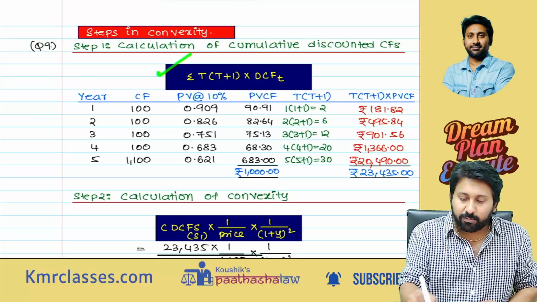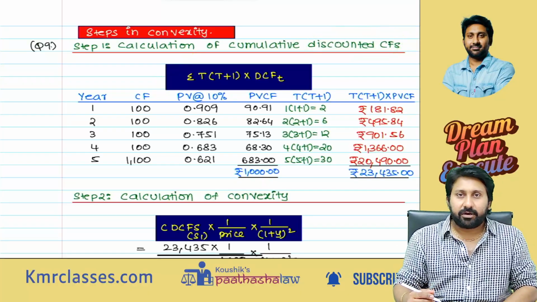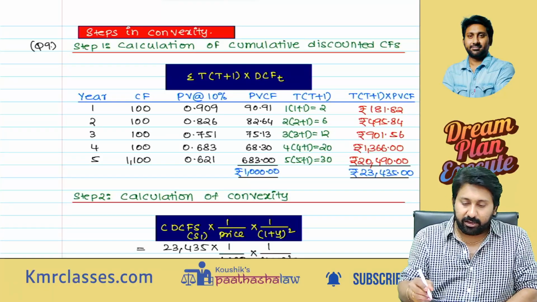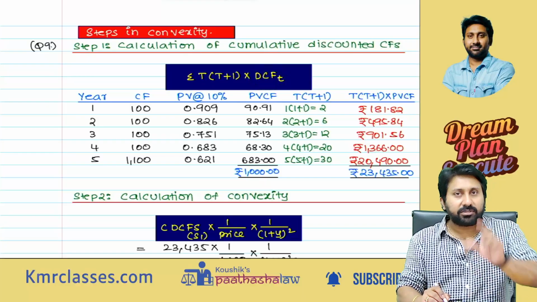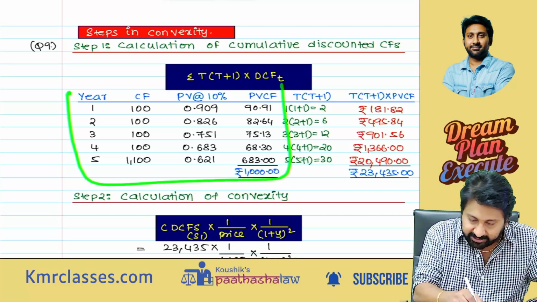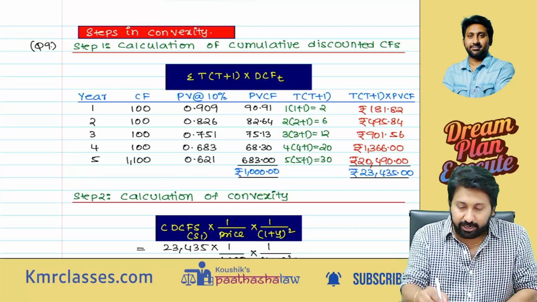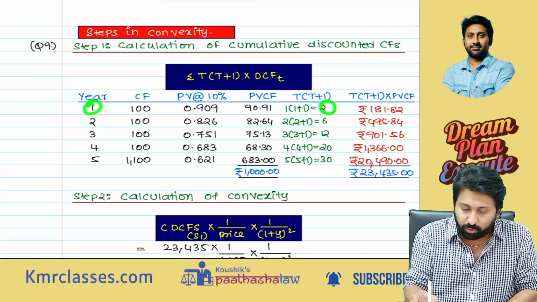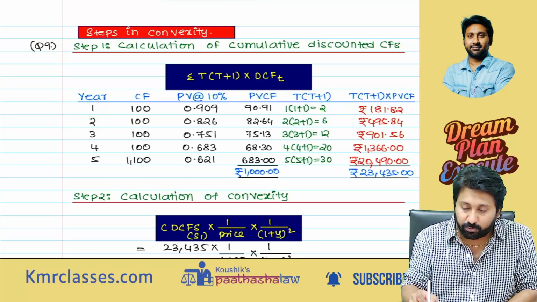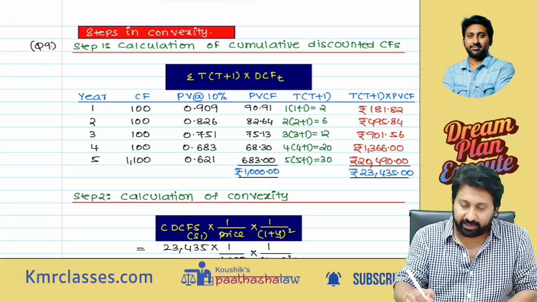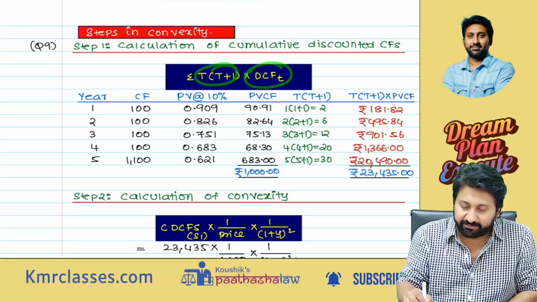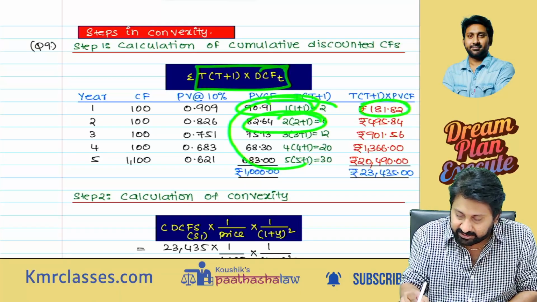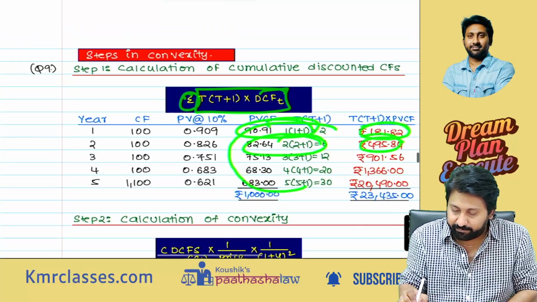Number 1, cumulative discounted cash flows. Cumulative discounted cash flow means what? Aggregate of T into T plus 1 into discounted cash flow. See, this is the discounted cash flow. T means time. For 1: 1 into 1 plus 1, 2. For 2: 2 into 2 plus 1, 6. Like that, calculate T into T plus 1 into DCF. Multiply both of them, and aggregate all of them. This is the first answer.